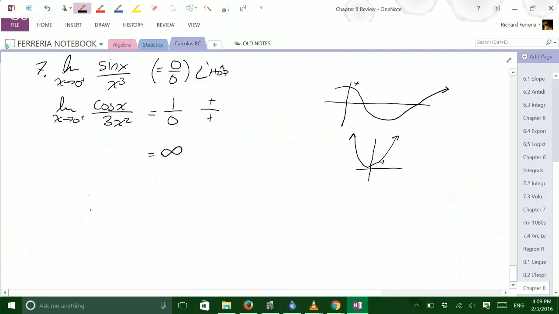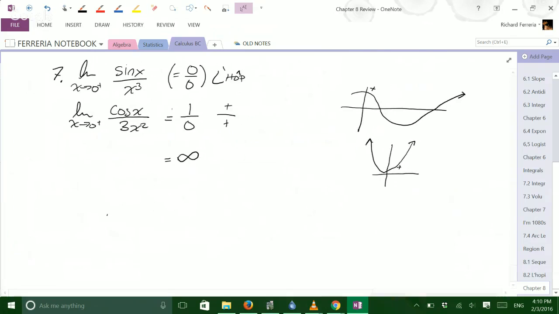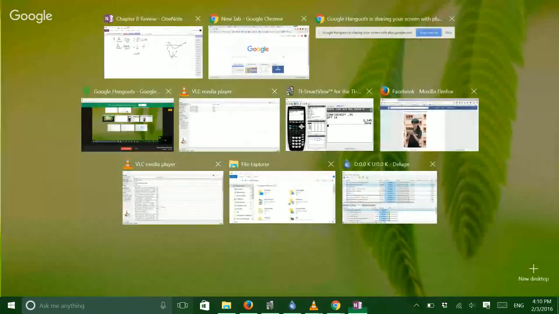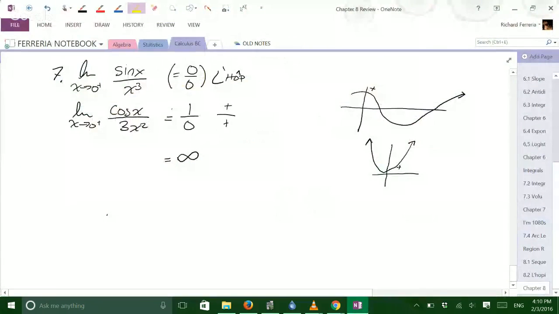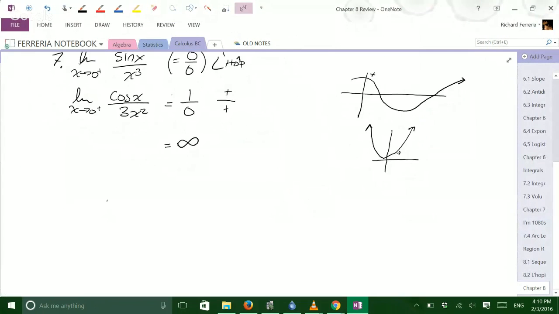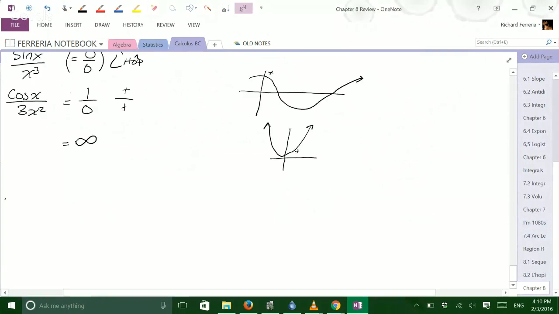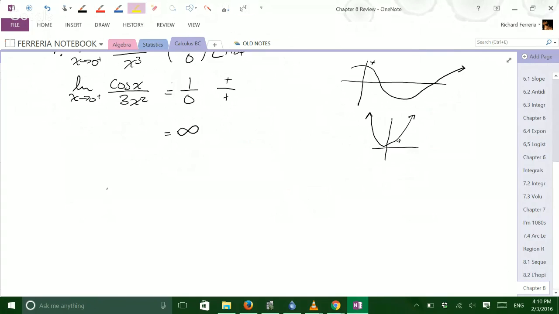Okay, that's 7. Whoa. Why isn't it working? Why is the touchscreen not working?